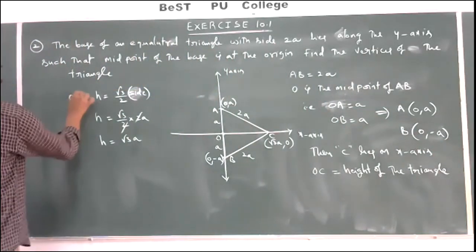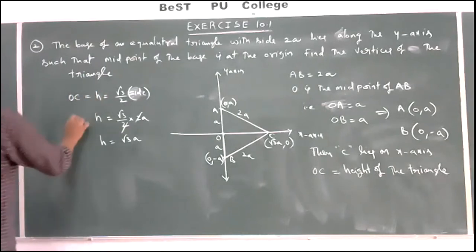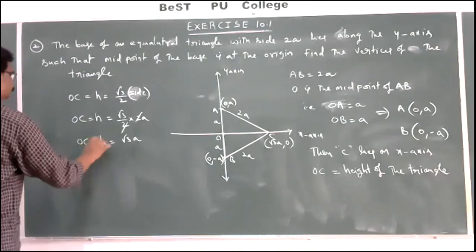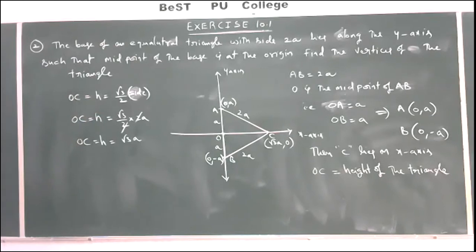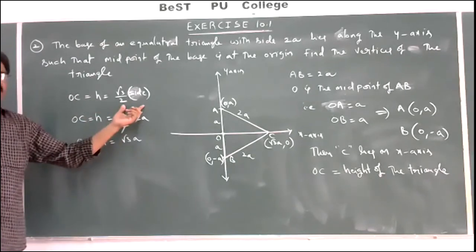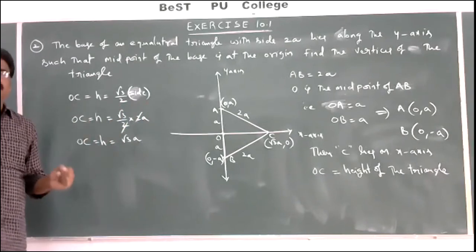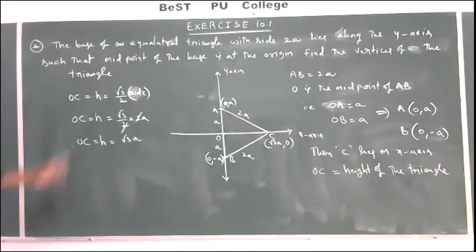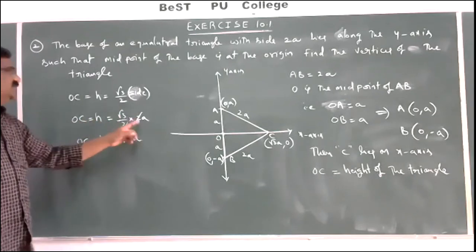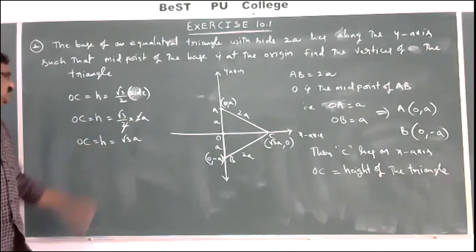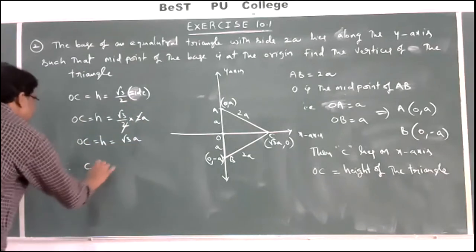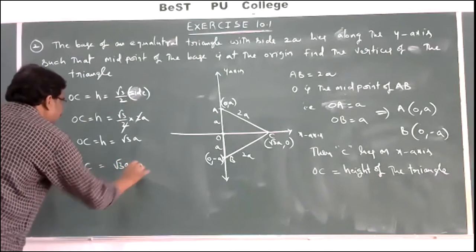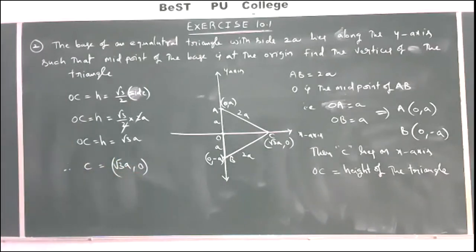Then here OC is equal to H, which is equal to root 3 by 2 into side. You remember this formula: in an equilateral triangle, height is equal to root 3 by 2 into side. So OC is equal to H is equal to root 3 by 2 into side, which is given as 2a. The 2 cancels, giving root 3 a. That is, OC length is root 3 a. Therefore C is (root 3 a, 0). It lies on the x-axis, that's why the y coordinate should be 0.